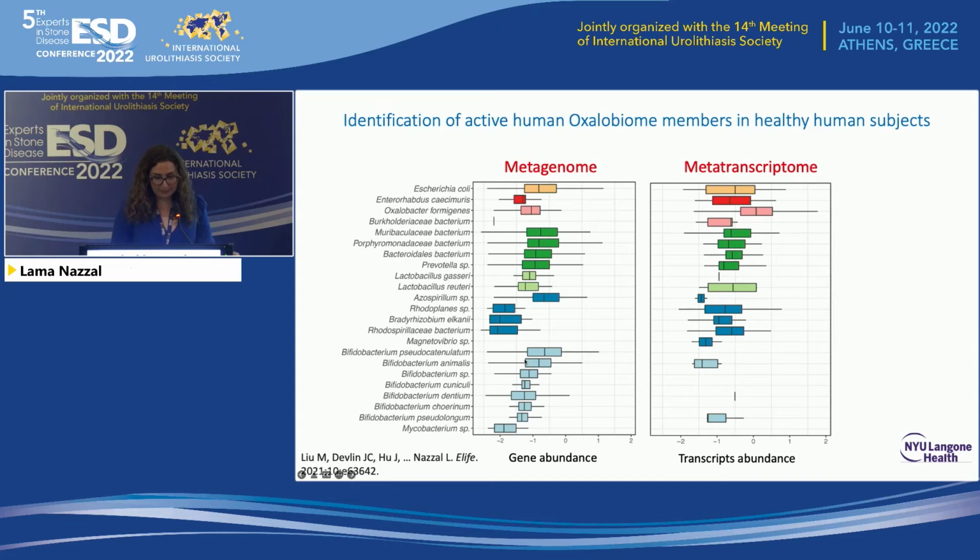And then when we looked at the transcriptome, meaning which ones are actively producing those enzymes, we find that the highest number was from Oxalobacter formigenes, which we know is the specialist oxalate degrader. And then we see that there are a number of bacteria that can degrade oxalate, but they're not transcribing those genes. So they're not doing this function.